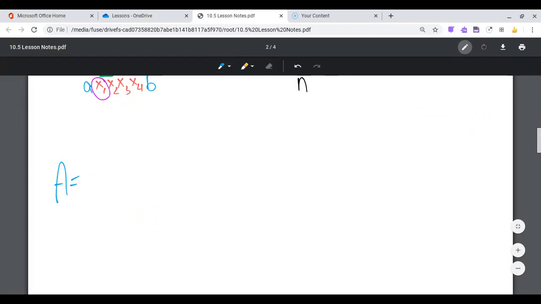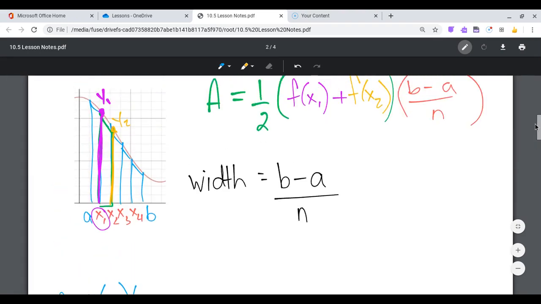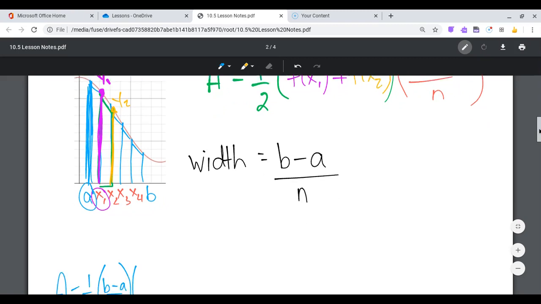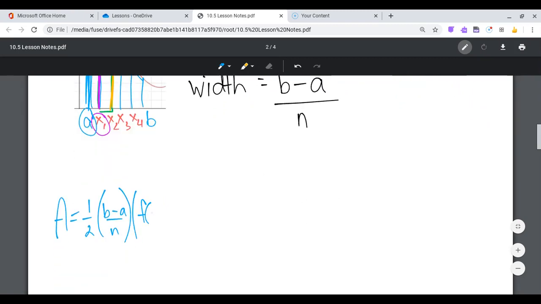So the area under the curve would be 1/2 b minus a on n, that's the width, times the first rectangle, this guy here. The left side there would be f of a, that would be b1, right? Plus the right side is f of x1. So that's just trapezoid number 1. Let's use that big T maybe.